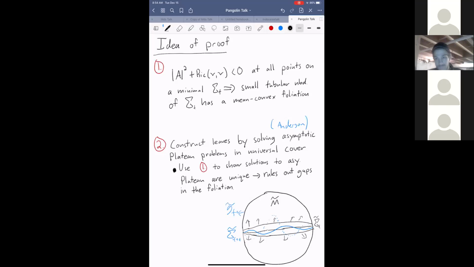So sorry, can you explain? I don't know if I understood well why the uniqueness rules out the gaps of the foliation. What do you mean by that? That if you don't have the uniqueness, you can have a. Yeah. Say a little more on that.